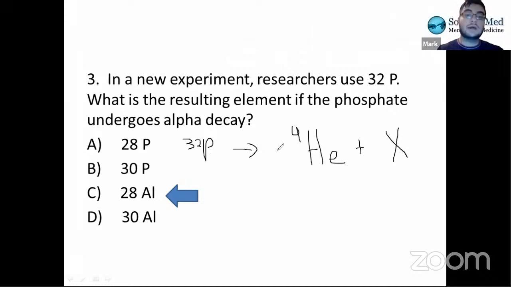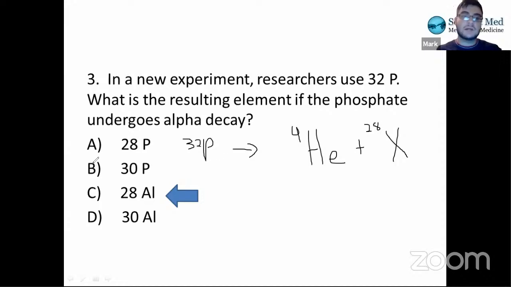And the first thing you want to look at is the numbers, right? This is the mass. They have to add up, obviously. You can't destroy mass. So 32 goes into 4 plus what? Very simple, 28. So you know it has to have a mass of 28.